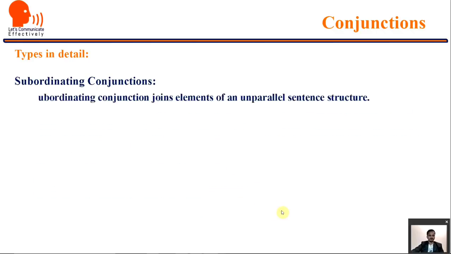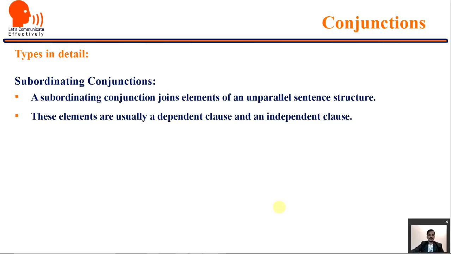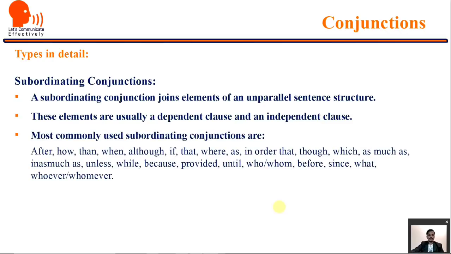Subordinating conjunctions. A subordinating conjunction joins elements of an unparalleled sentence structure or unequal in importance, unequal sentences. These elements are usually a dependent clause and an independent clause. Most commonly used subordinating conjunctions are after, how, than, when, although, if, that, where, as much as, unless, because, provided, and so on.